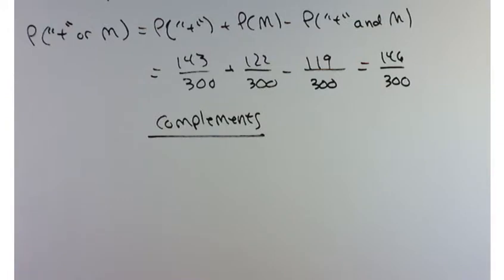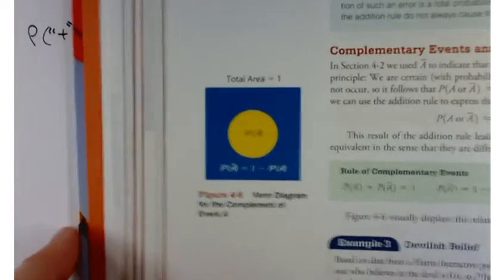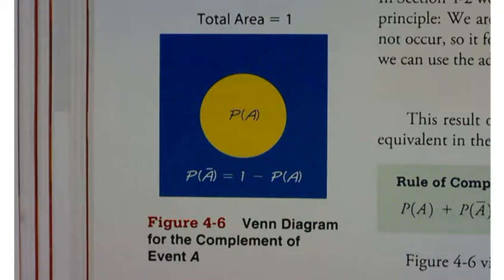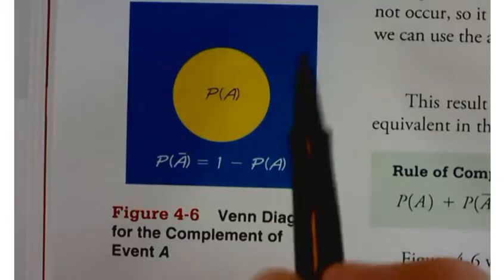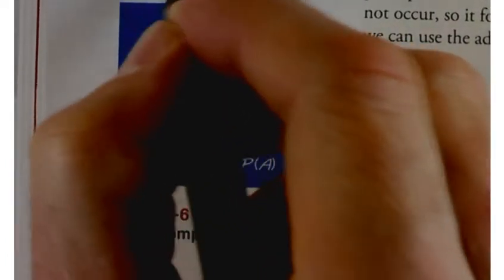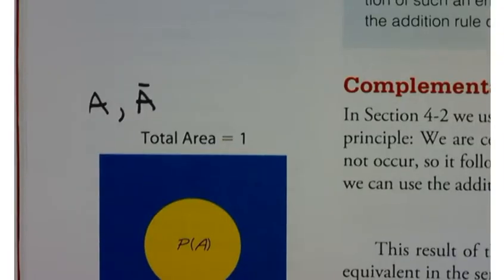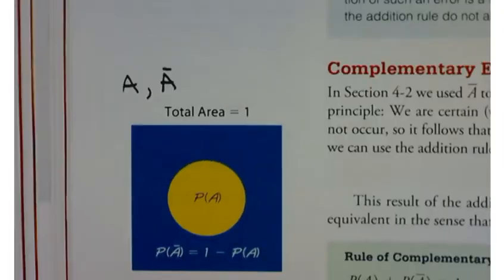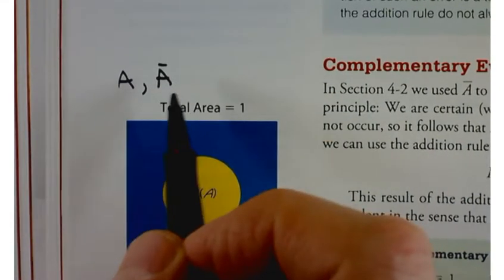There's a nice Venn diagram on page 152 that shows what's going on with this. This blue box represents what's called your sample space, and you've got 2 different events, A and A bar. A and A bar are like heads and tails, or rolling a 3 or not rolling a 3. They're complementary events. It's one or the other.